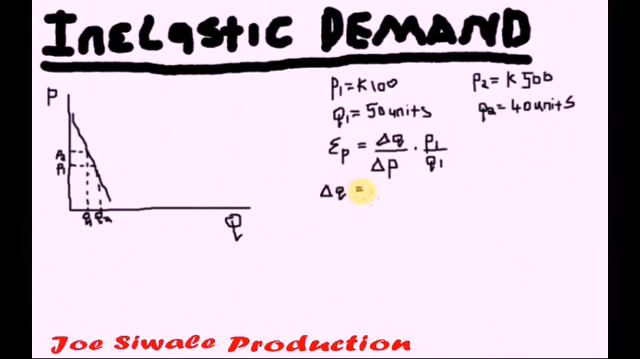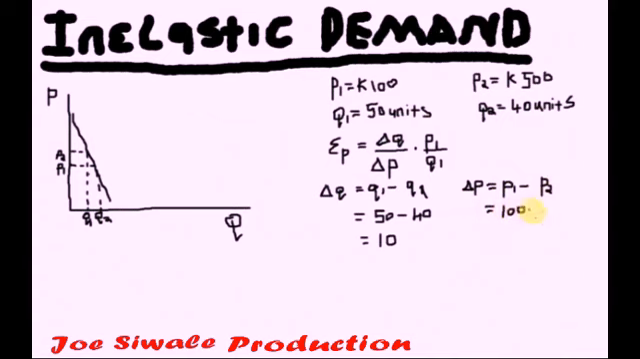So the first thing I'm supposed to do is to find the change in Q and the change in P. So the change in Q is equal to Q1 minus Q2. My Q1 is 50 units minus my Q2, that's 40 units, and 50 minus 40, that's 10. Then I'll find my change in P. This formula, you use it when you're calculating the price elasticity of a product using the percentage method.